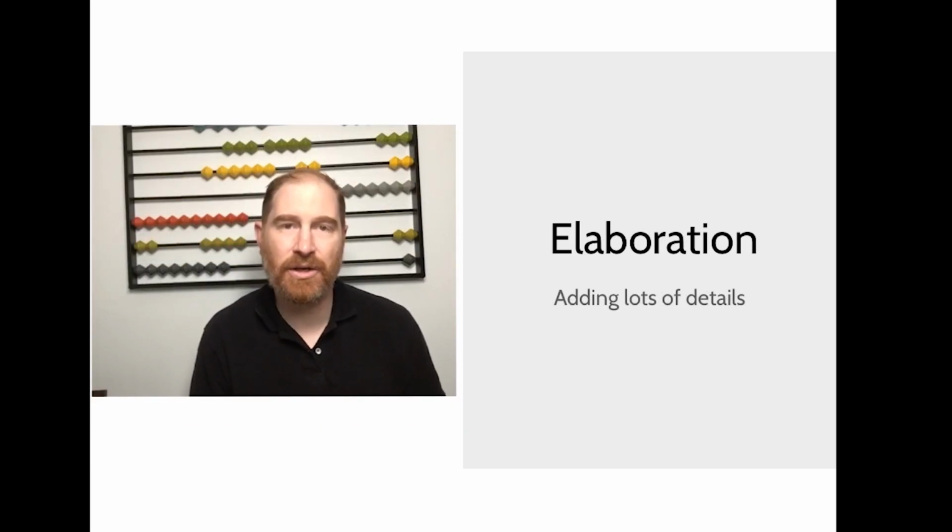The last skill that we're going to describe here is called elaboration. Now elaboration, in a simple way of thinking about it, is adding lots and lots of details. We use this all the time when we're telling stories, when we're explaining our thinking, and it will be no different when we make our collection into a display.